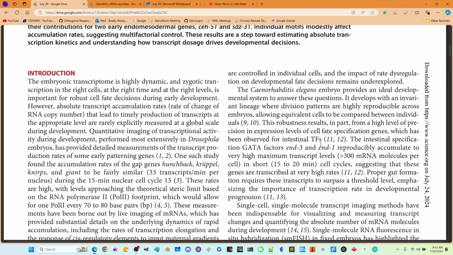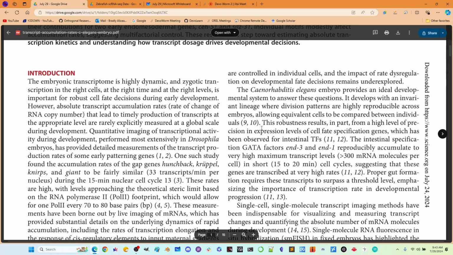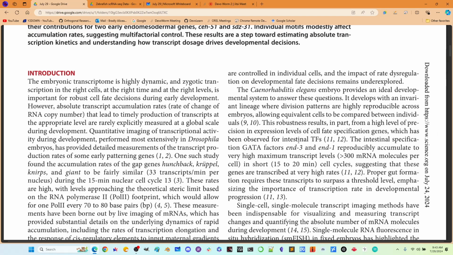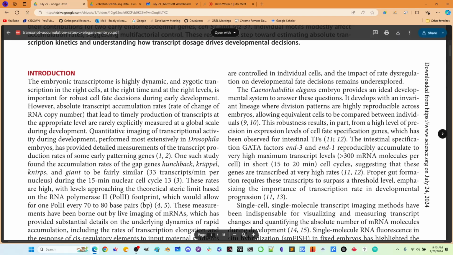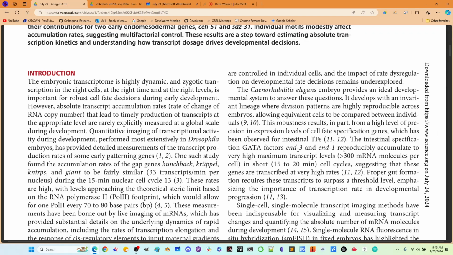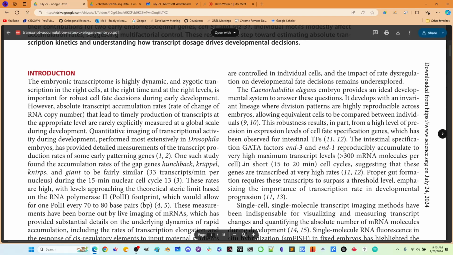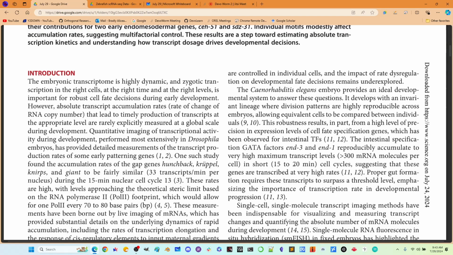This robustness results in part from a high level of precision and expression levels, and this has been observed in intestinal transcription factors, citations 11 and 12. The intestinal specification GATA factors, END-3 and END-1, accumulate to very high maximum transcript levels. In this case, this is over 300 mRNA molecules per cell in short cell cycles. So this would be a 15 to 20 minute cycle.